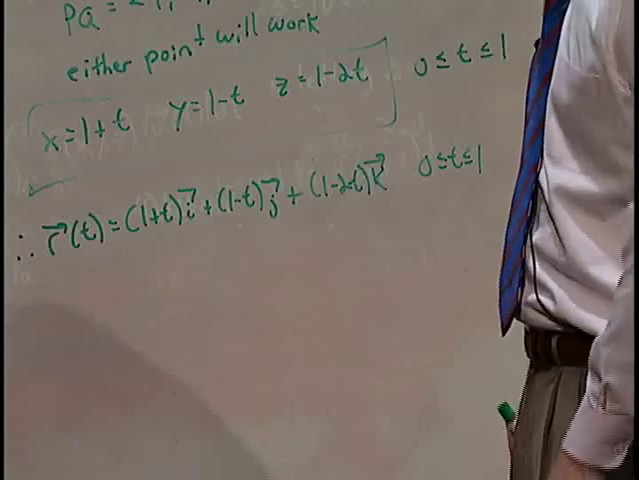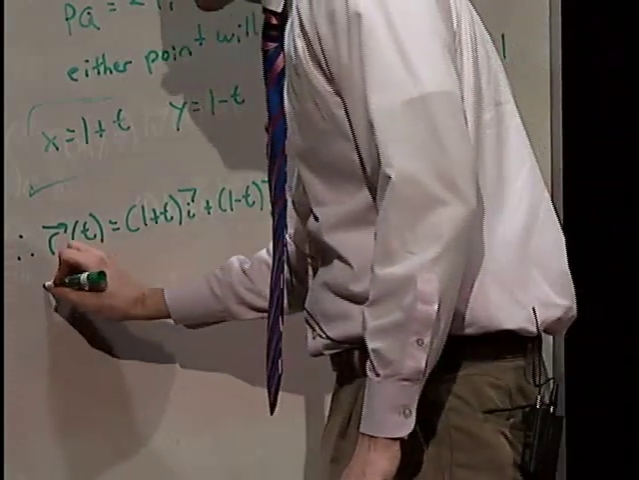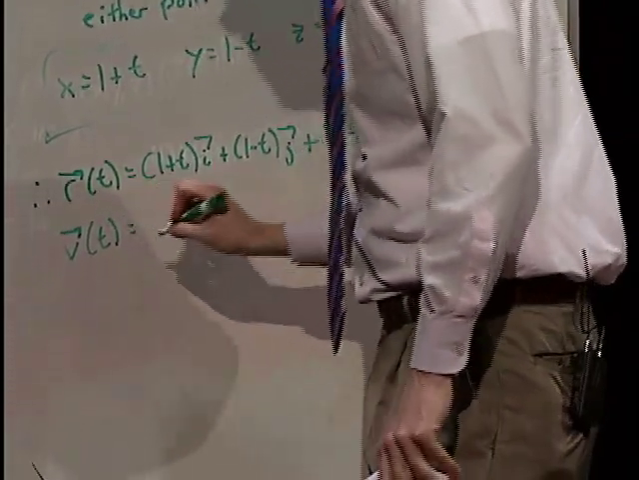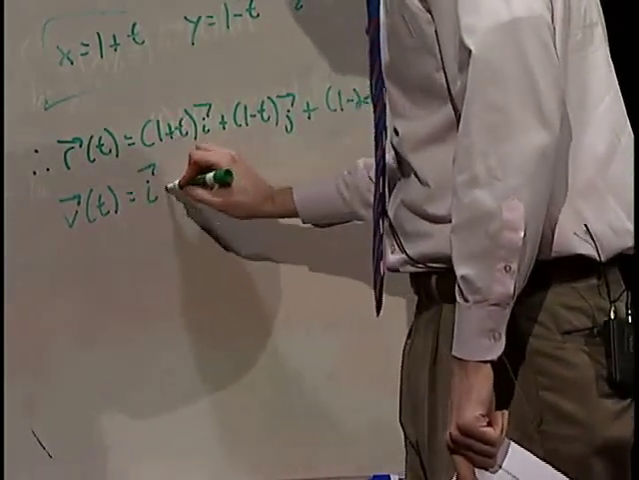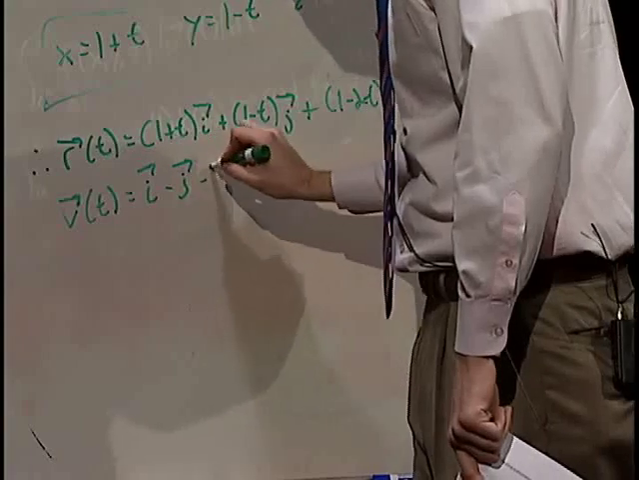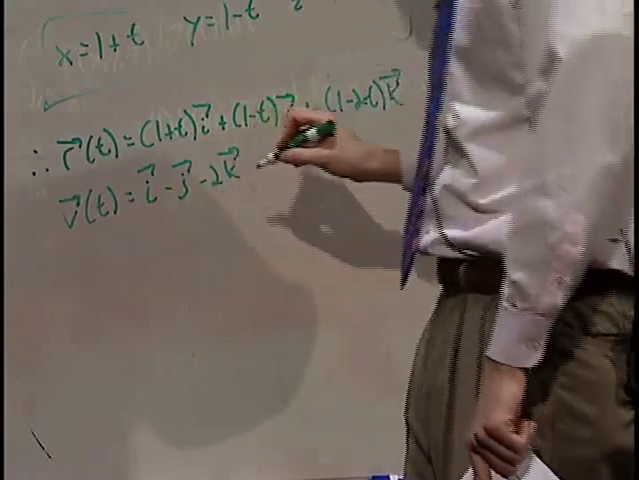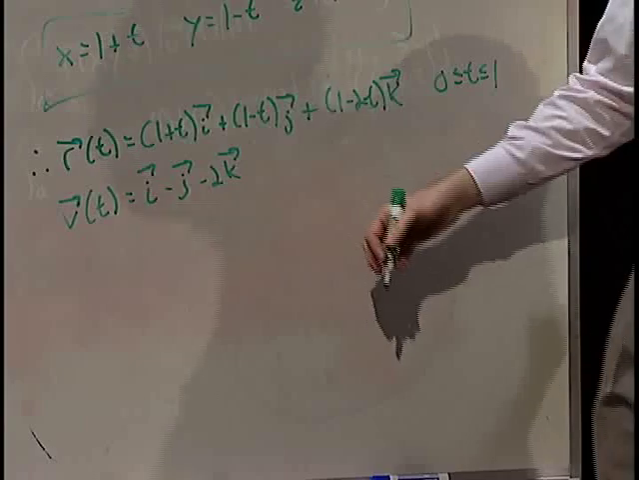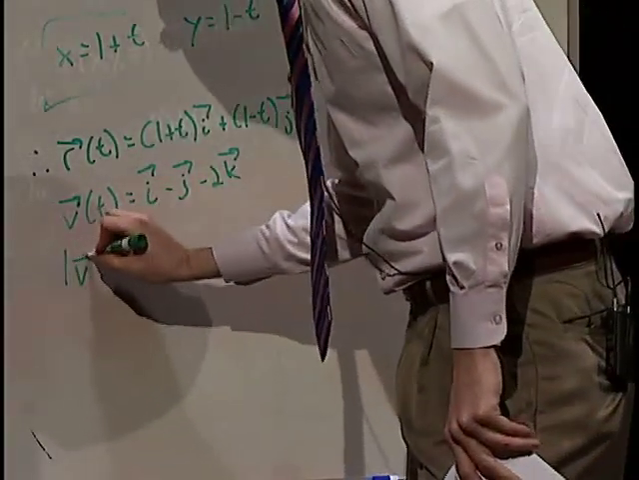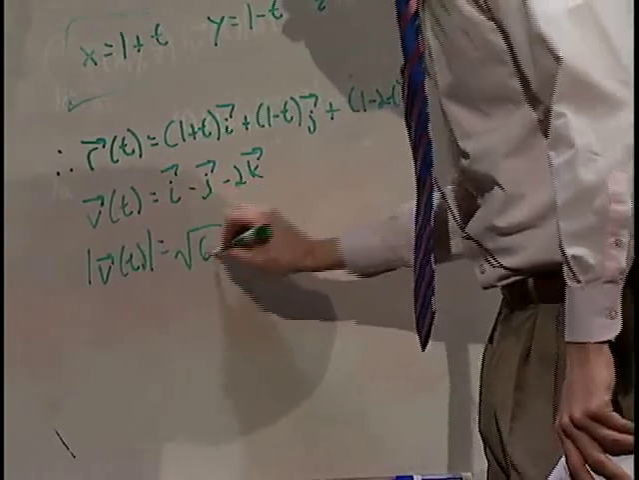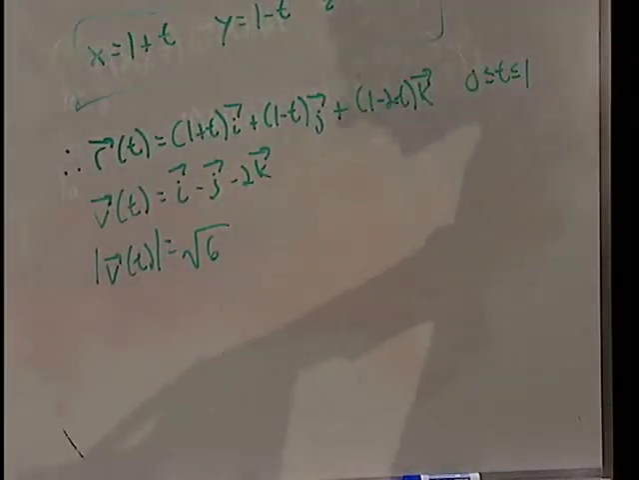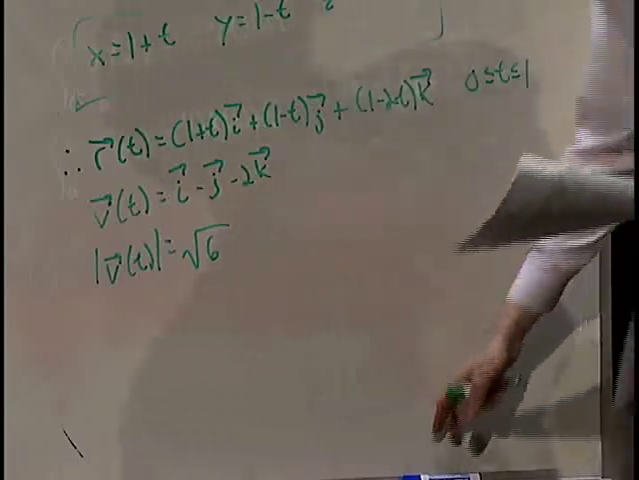All right. So what else? We also need v, because we need to get the length of v. So what is v in this case? Well, it's i minus j minus 2k. All right. And particularly we need the length of v, so that should be root 6. Right? Length of v should be root 6. Okay. So now let's compute the integral.